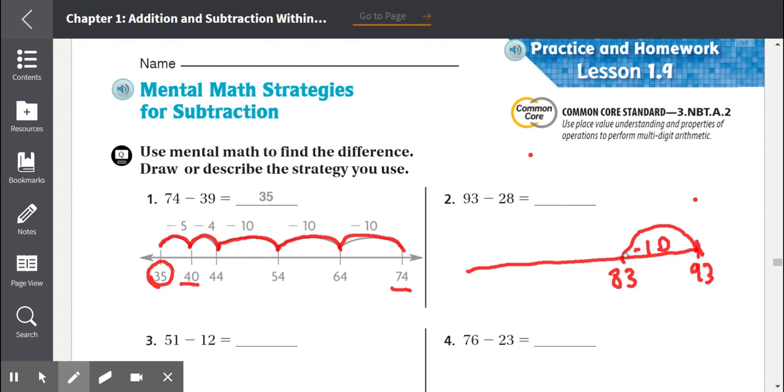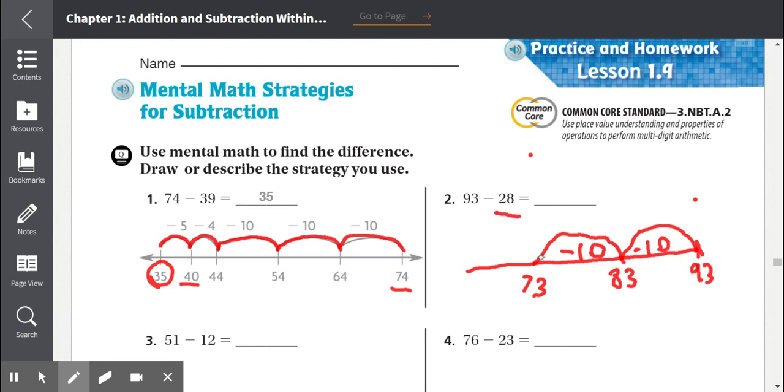If we do another jump of 10, now 83 minus 10 is 73. So far, we subtracted 20, and we have to subtract a total of 28. Now, if we do another jump of 10, it'll be 10, 20, and 30. But that's too much because we cannot pass 28.